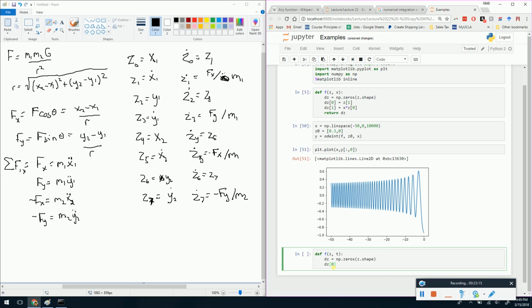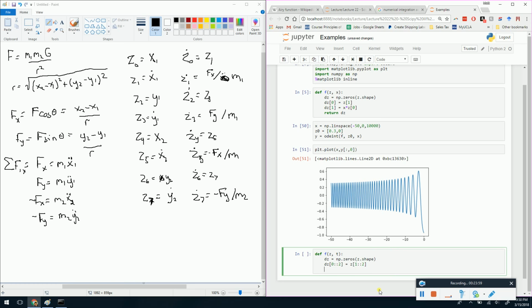dz of 0 is just equal to z1. But actually we're going to have a pattern here, z3, etc., right? So you see kind of where this is going. This is going to be the evens, and this is going to be the odds. So actually we can do this all in one step. We can take dz starting from 0 in increments of 2 is equal to z starting at 1 in increments of 2. That's nice.